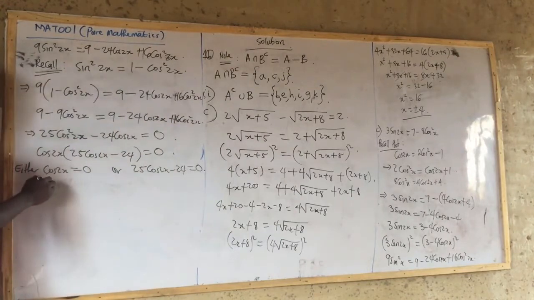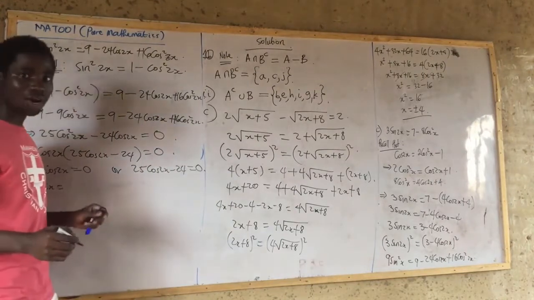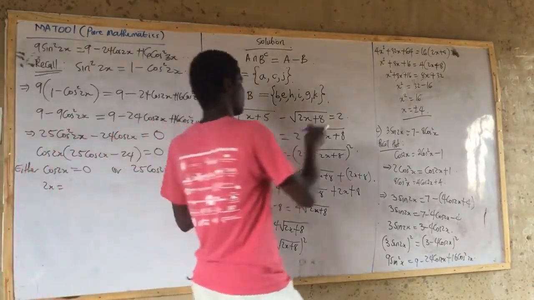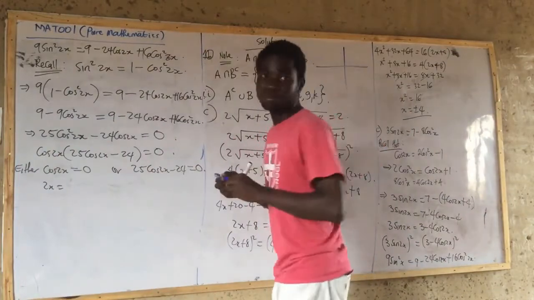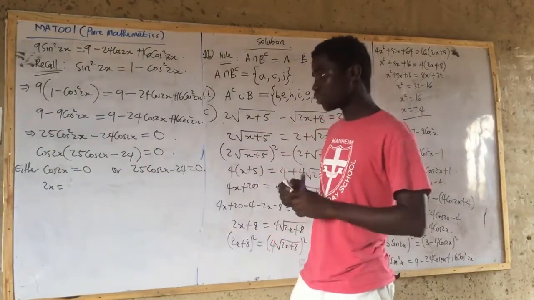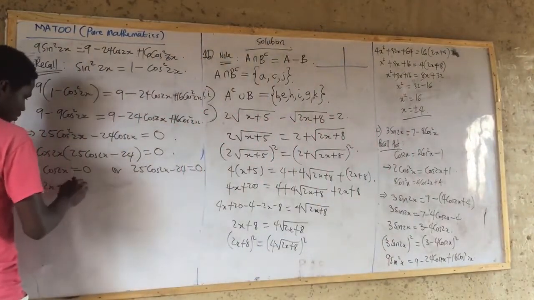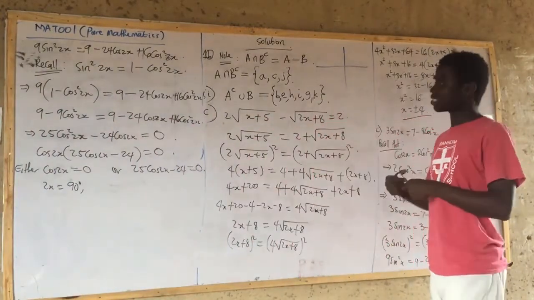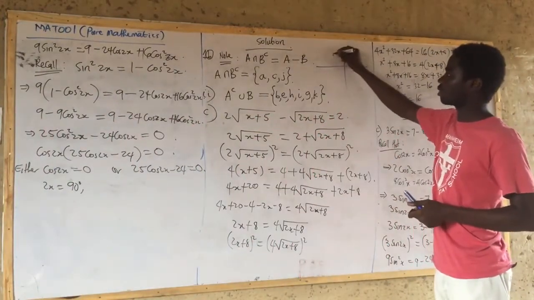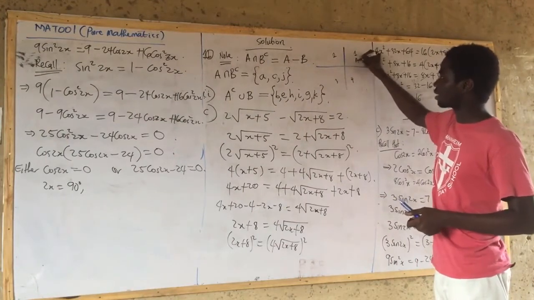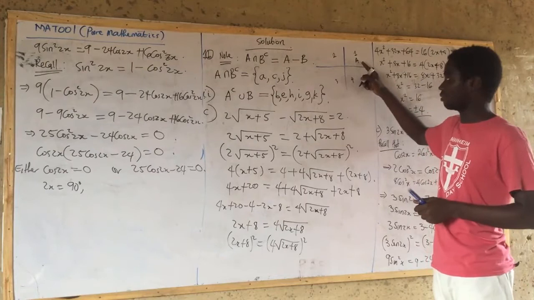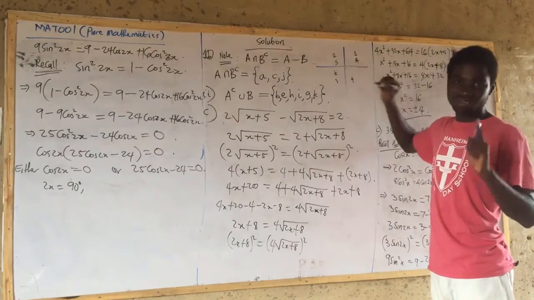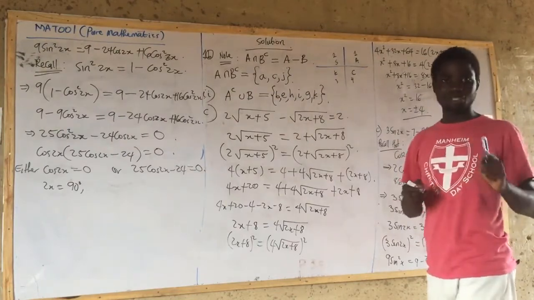So now 2x equals inverse cos of 0. Inverse cos of 0 is 90. Don't forget, let me show you. If you press your calculator, inverse cos of 0 will give you 90 degrees. And don't forget quadrants. This is first quadrant, second one, third one, fourth one. In the first quadrant, all signs are positive. Only sine is positive in the second quadrant. Only tan is positive in the third quadrant. Only cos is positive in the fourth quadrant.